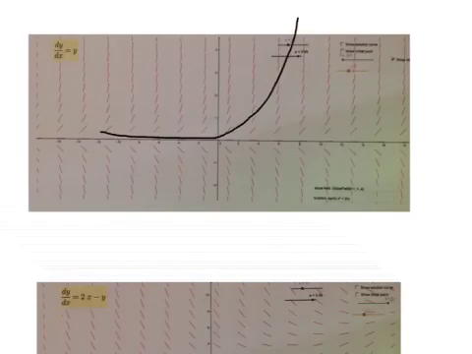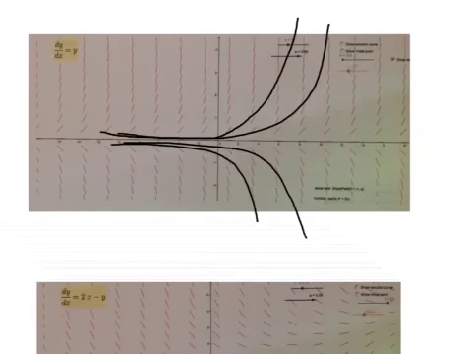Another possible solution curve would maybe start this way and then go up like that. It could also be exponential decay, so maybe it starts and goes somewhere like that, if it's a negative constant for exponential decay.